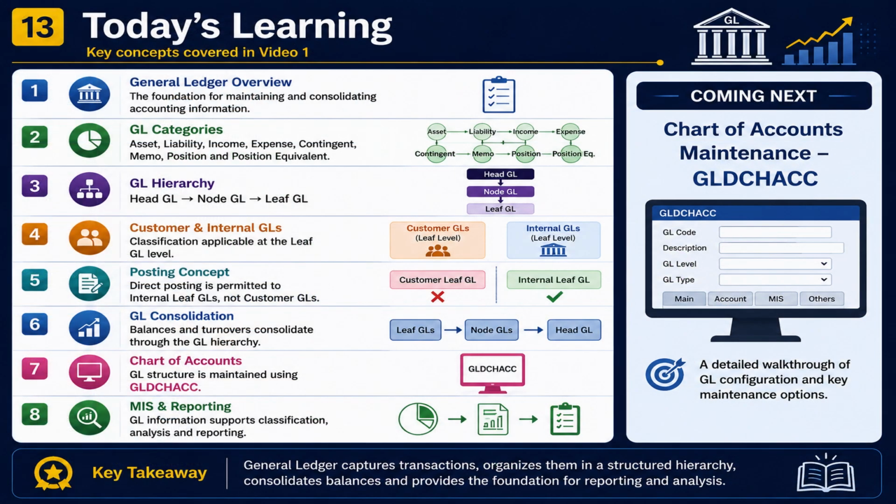Let's quickly summarize what we learned in this video. We understood the role of the general ledger in Oracle FLEXCUBE and explored the different GL categories. We learned how the chart of accounts is organized using head, node, and leaf GLs, and understood the difference between customer and internal GLs at the leaf level. We also saw how accounting information is represented at the detailed level and how balances and turnovers are consolidated through the GL hierarchy. Finally, we introduced the chart of accounts maintenance screen, GLDCHACC, and briefly understood how the general ledger works with MIS and reporting structures. In the next GL tutorial, we will take a detailed look at chart of accounts maintenance and understand the important configuration options in GLDCHACC.